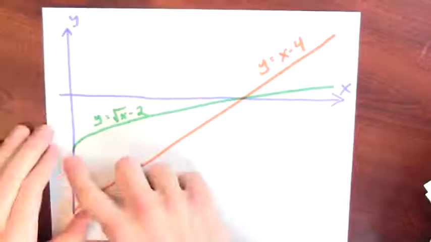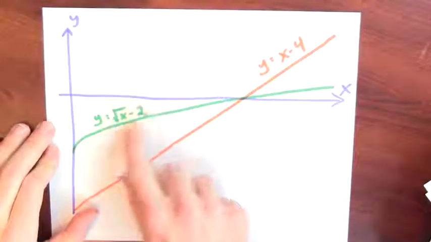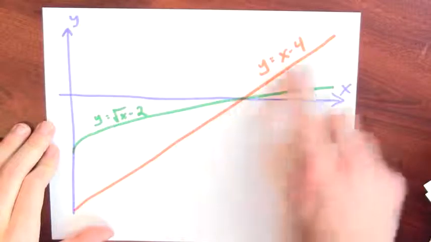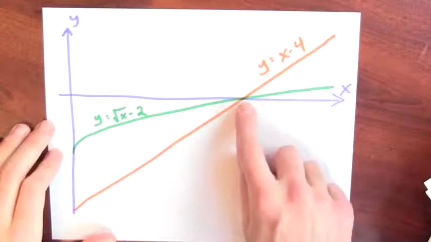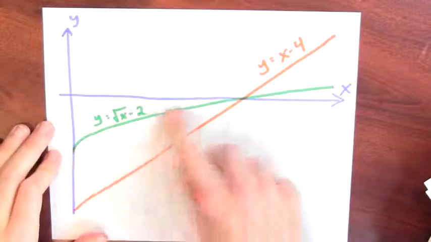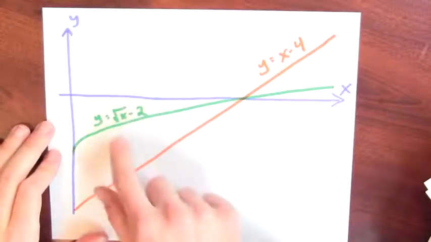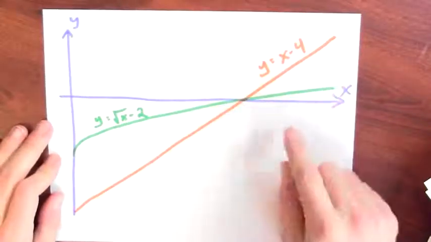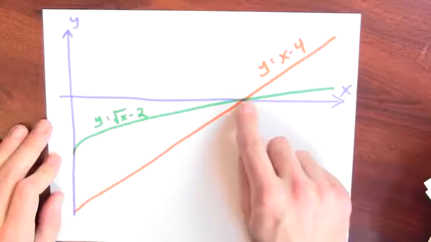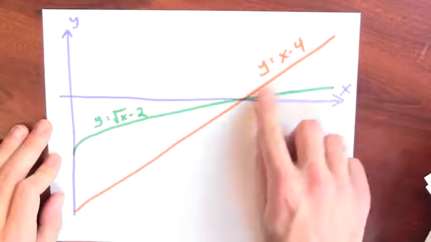So here I've graphed in green the function square root of x minus 2, that's the numerator, and in orange I've graphed x minus 4, y equals x minus 4. And you can see that when x is equal to 4, these curves cross the x-axis, because when I plug in 4 here I get 0, when I plug in 4 here I get 0. But also note that the green curve is getting closer to 0 more quickly than the orange curve.